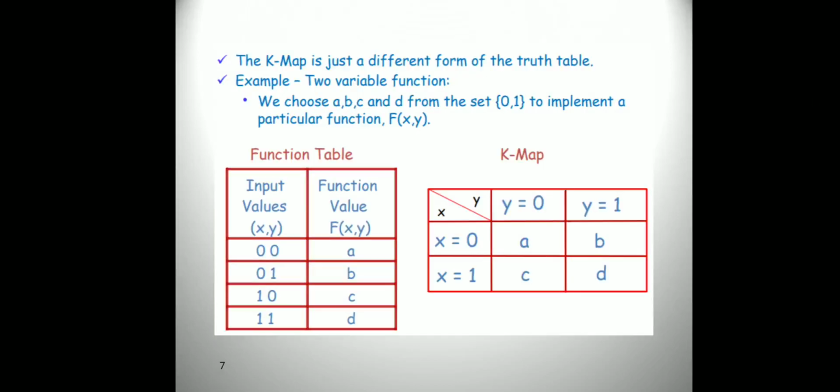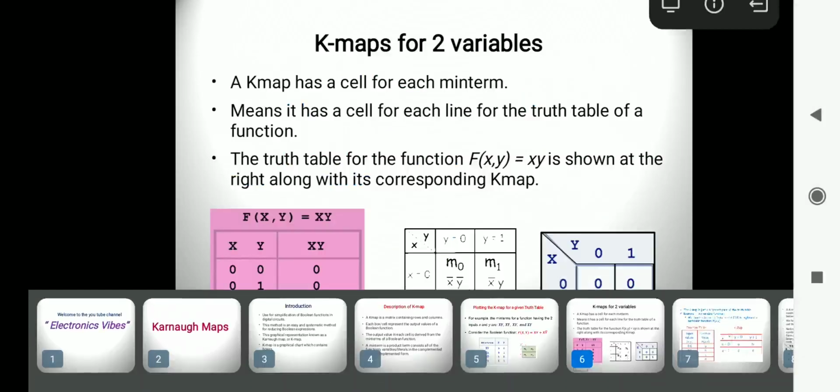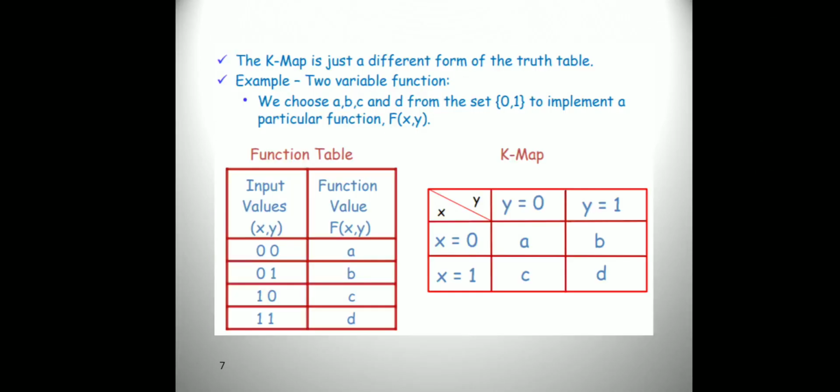Similarly, we see another example. Here, if x and y are the two input variables and the output is A, B, C, D, then this K-map shows the plotting for two input variables.